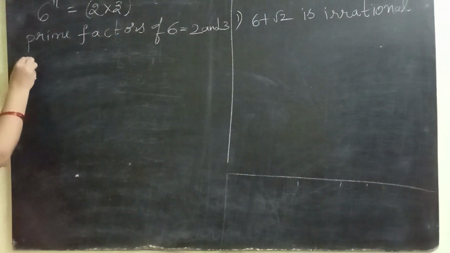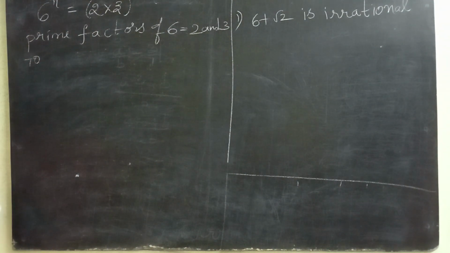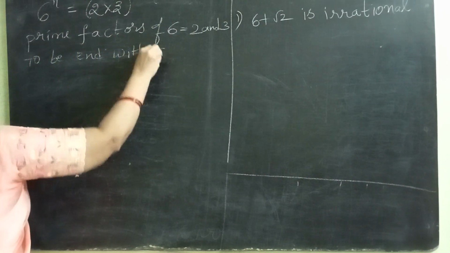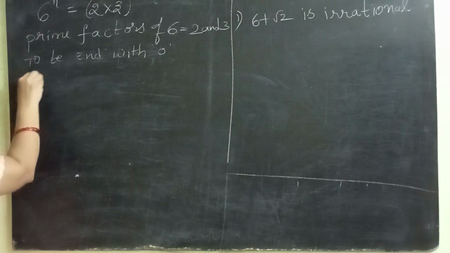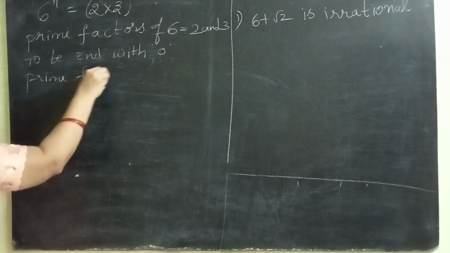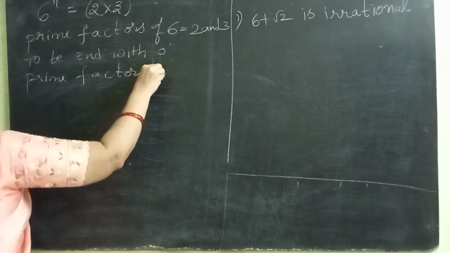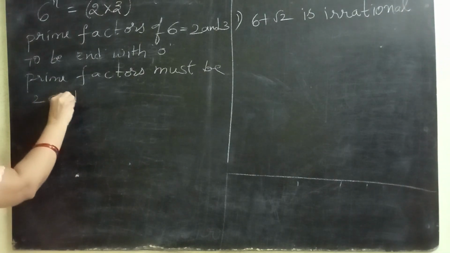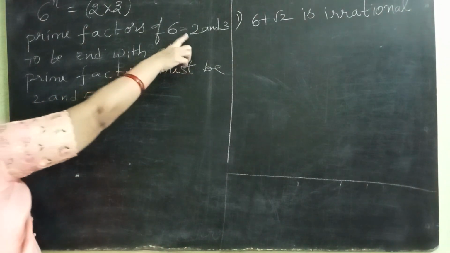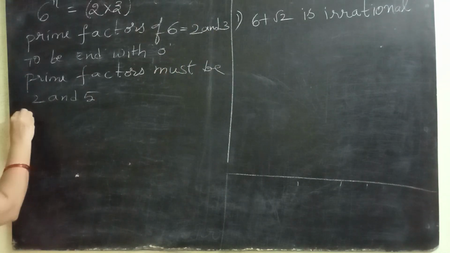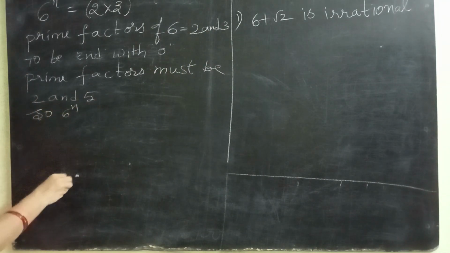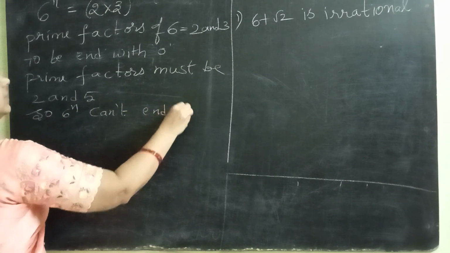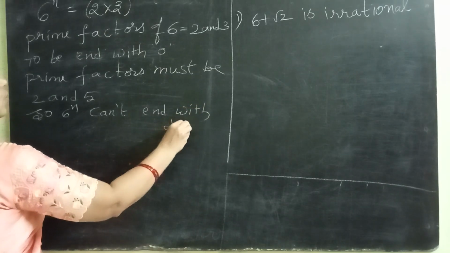To end with 0, what should the prime factors be? They must be 2 and 5. But here we have 2 and 3. So 6 power n cannot end with the digit 0.